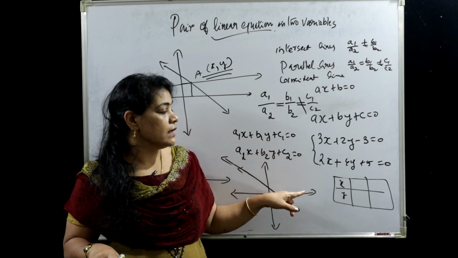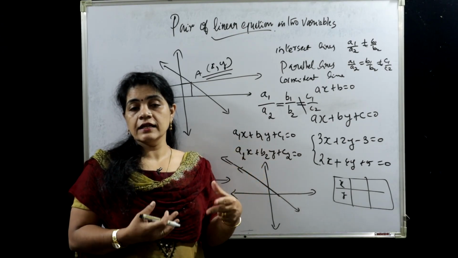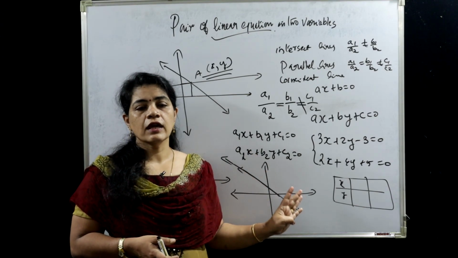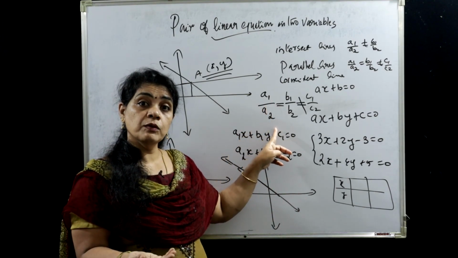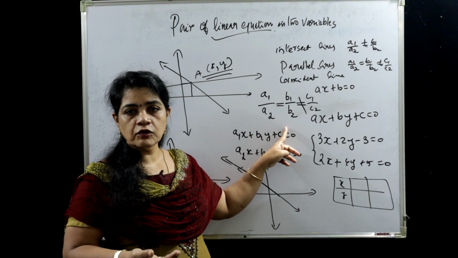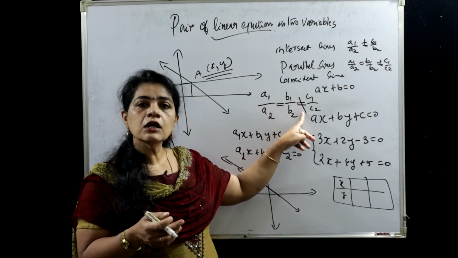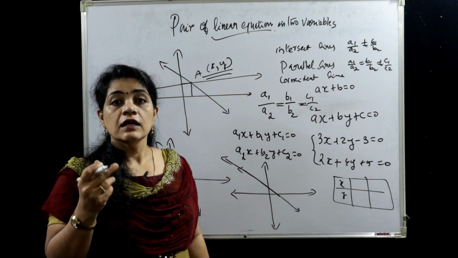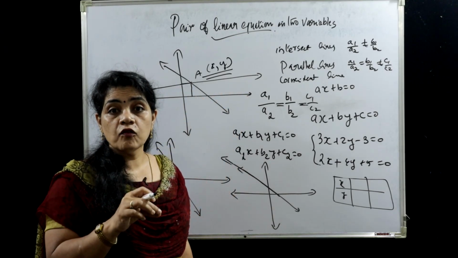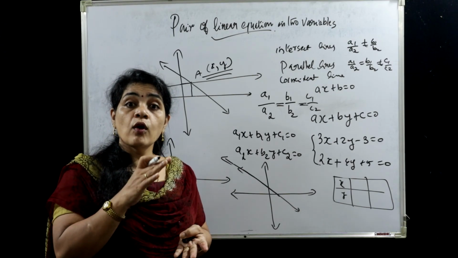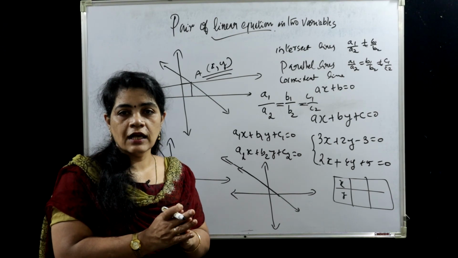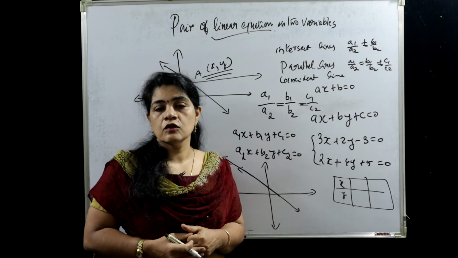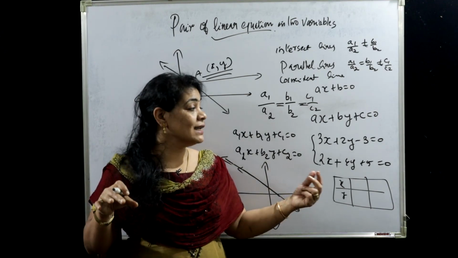And the third one is coincident lines. When do we get a coincident lines graph? What is the condition? a1 by a2 may be equal to b1 by b2. In that case, you also have to find the third ratio. If instead of not equal to, all three ratios are the same, then in that case the graphs of the given pair will coincide one over the other. They will overlap. That means for a coincident graph, it has infinitely many solutions. For infinitely many values of x and y, the given pair will be satisfied.